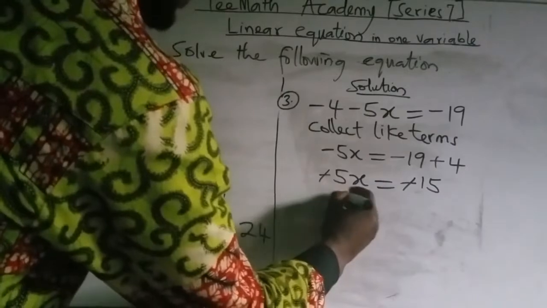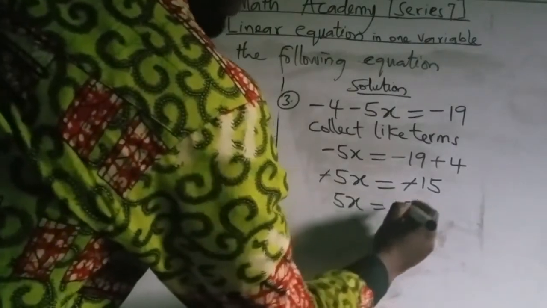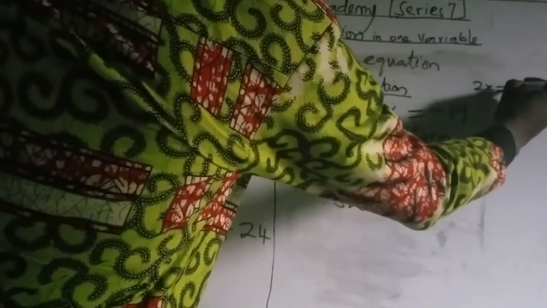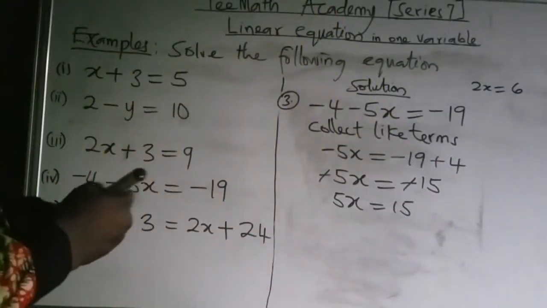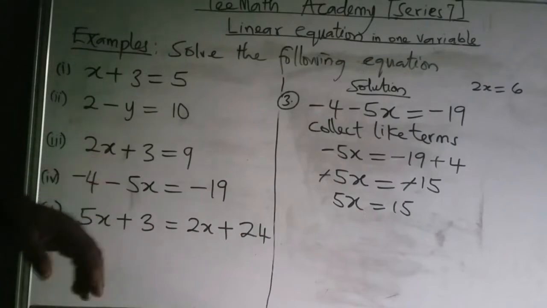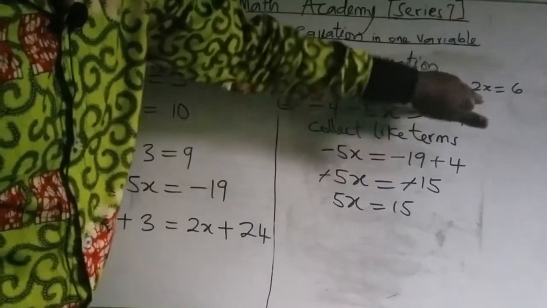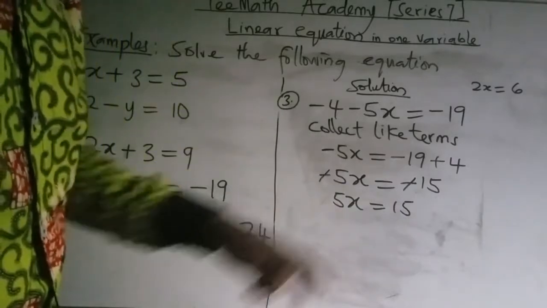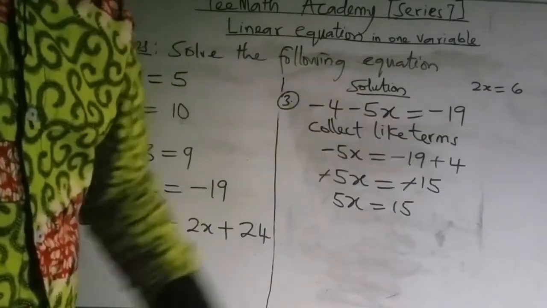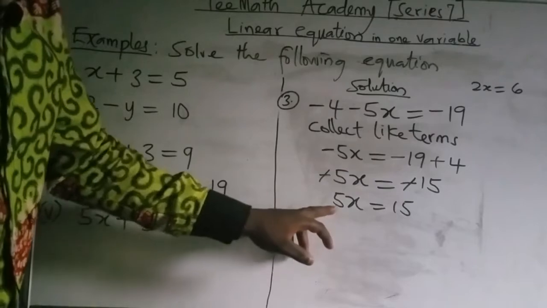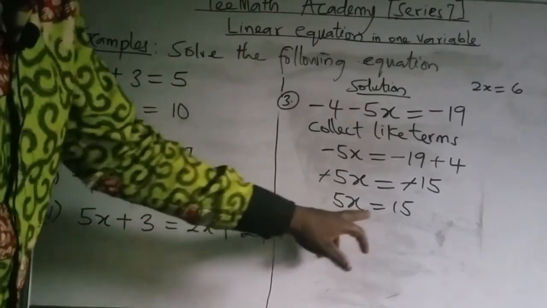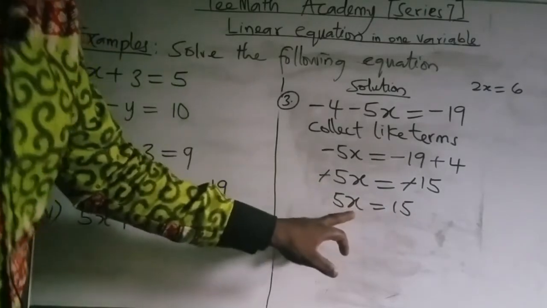Now we have 5x equals to what? 15. It's just like the other one that I have, 2x equals to 6. If you remember in number this place, yes. So we divide both sides by 2 because we need this letter to be free. The same way that's what you are going to do here. 5x equals to 15. The letter must be free.